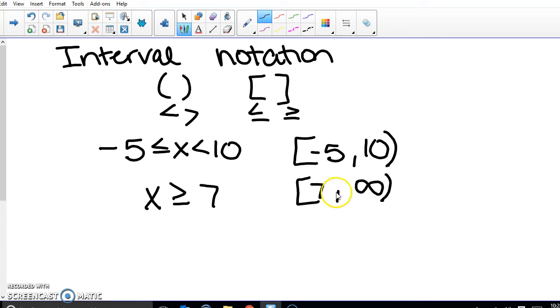All right, and the last one we're going to look at is a union. So we have x is less than or equal to 10, or x is greater than 5.